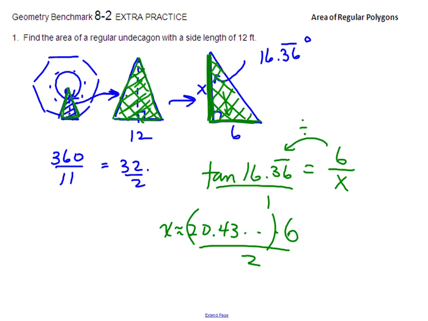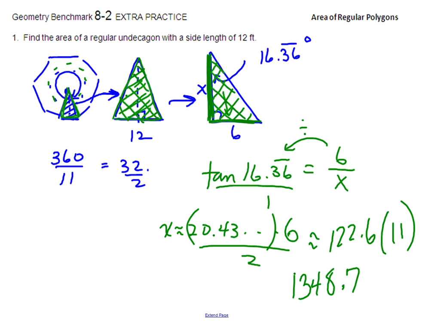And when I get through all that, I get about 122.6, and keep that number in your calculator. That's one triangle, and I know I have 11 of these triangles going around. So multiply that times 11 for your final answer. That should be somewhere around 1348.7. Now is where I'm going to round this. Square feet. Don't forget your units.